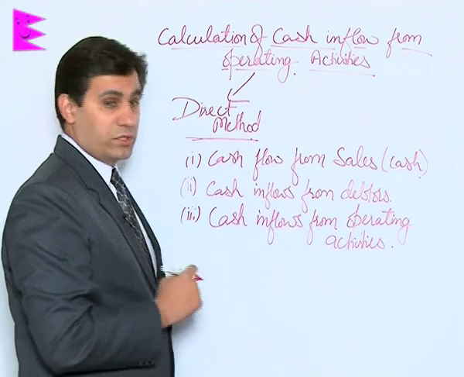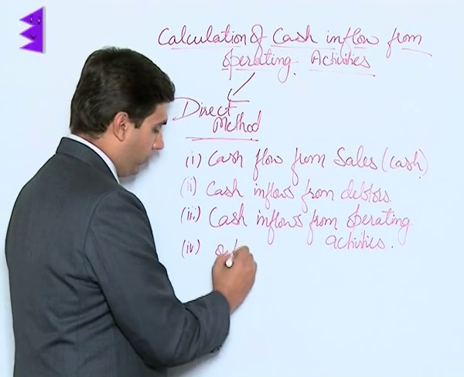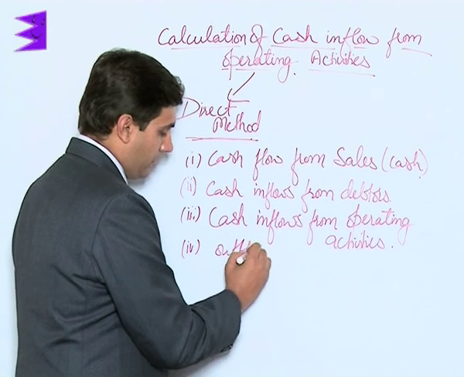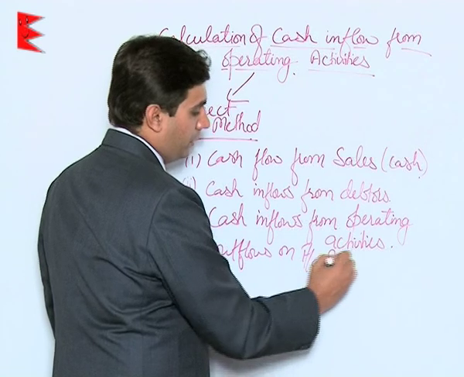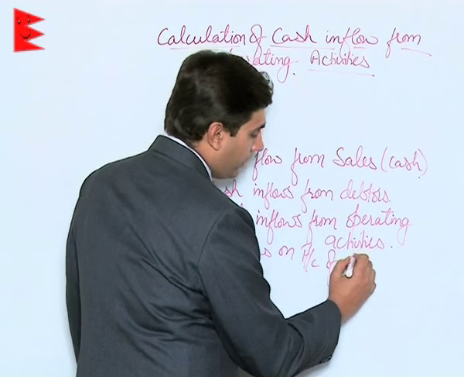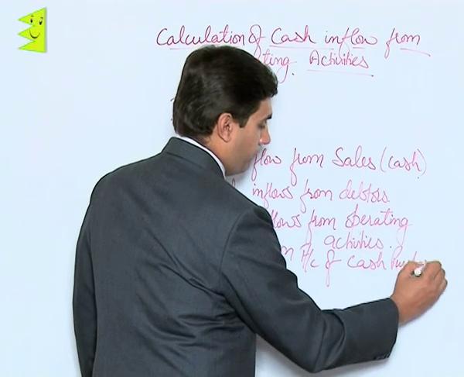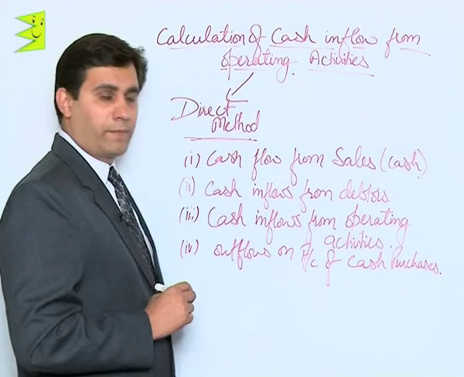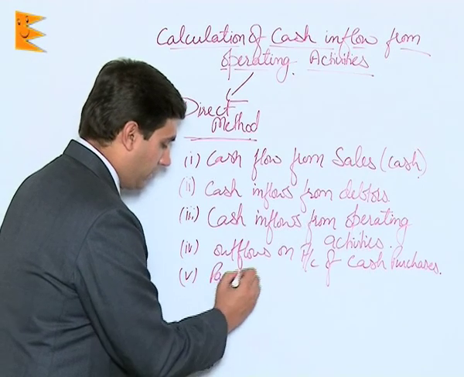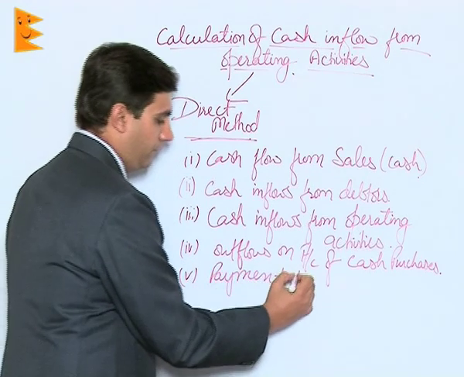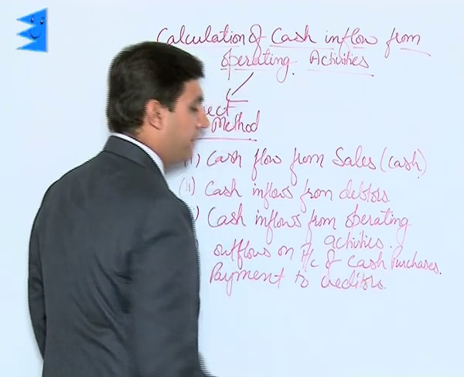These are all inflows. From this we will deduct outflows on account of cash purchases. Then payment to creditors, that is whatever the amount that we pay to our creditors.